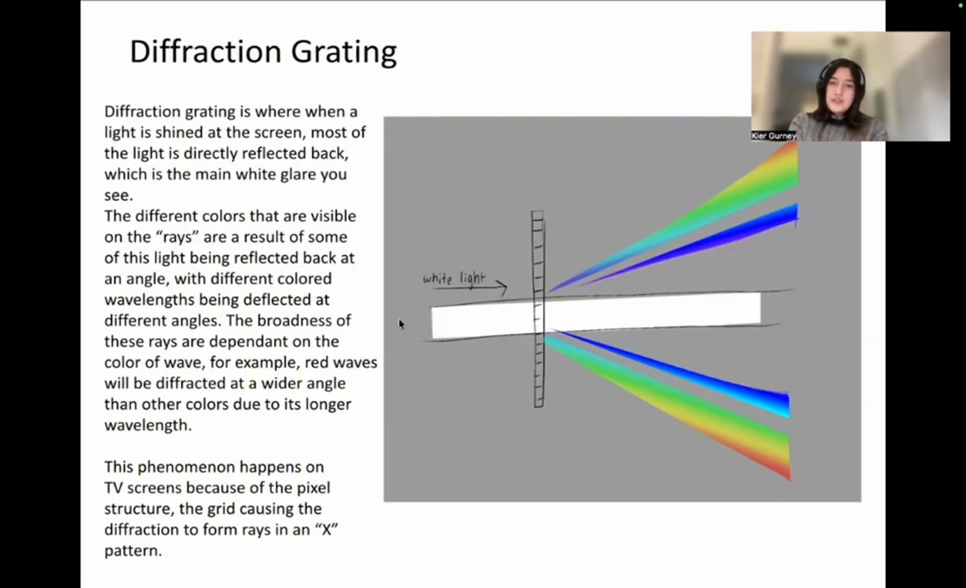In this diagram, it shows a white light being shined at this array of pixels, and while some of the light is reflected directly back, there are colors that show up in these rays, with more reds being on the outer sides because they're reflected at a wider angle, while the blues are more inwards.